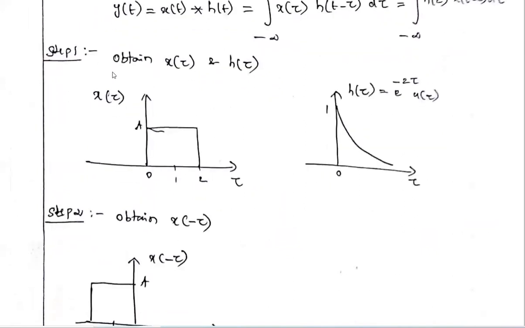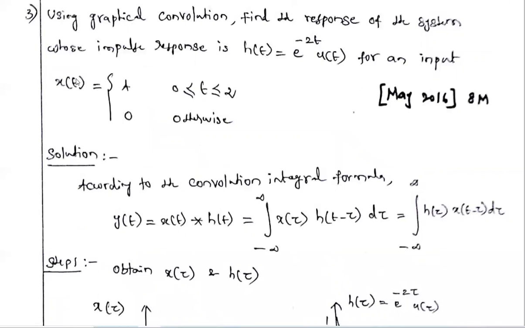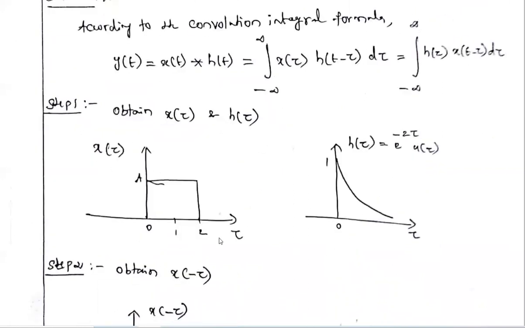What is the first step? We have to obtain x(tau) and h(tau). What is x(tau)? In the x(t) equation, you just replace t by tau. So x(tau) is defined as A for tau between 0 and 2. What about the corresponding graph? For tau between 0 and 2, the amplitude is constantly A. This is the x(tau) graph, and from it we can say that x(tau) is a rectangular pulse.